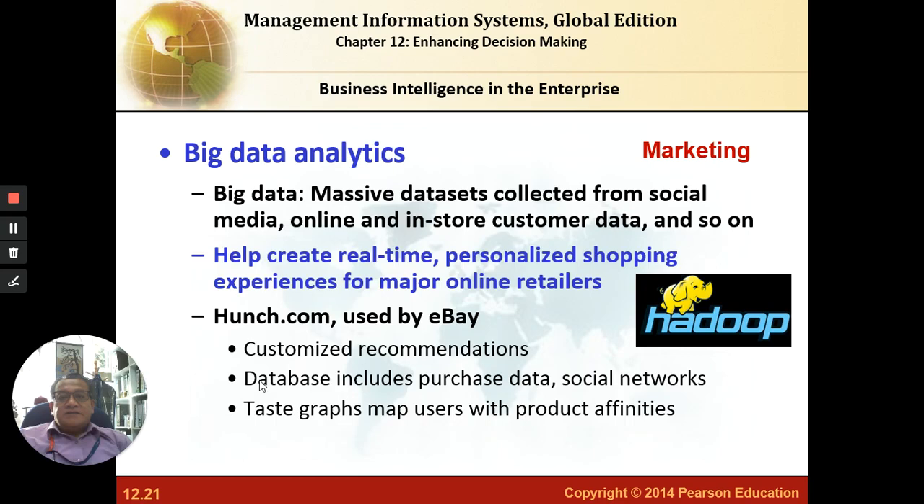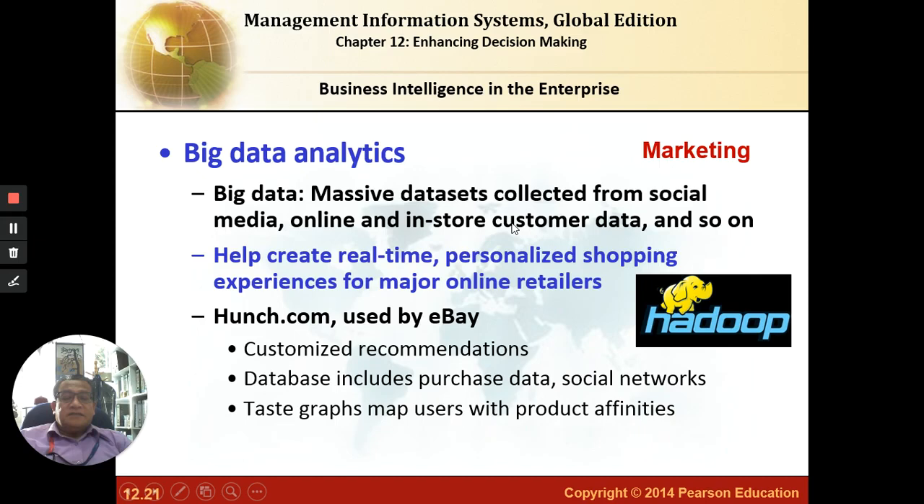The third type of application for business intelligence is big data analytics. Big data analytics normally is being used for marketing purposes, to market your product or your service. The software that can run big data analytics is normally Hadoop or Hunch. So what does this software, like Hadoop, Hunch, or Cognos, do? They basically take huge data sets from many channels, from social media, from online transaction purchases, even in-store customer purchase data, and so on.